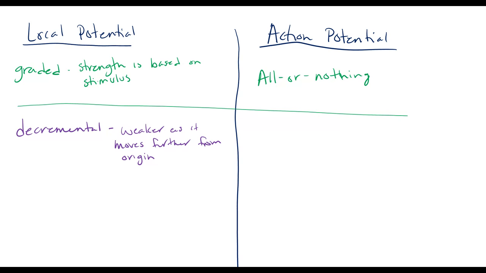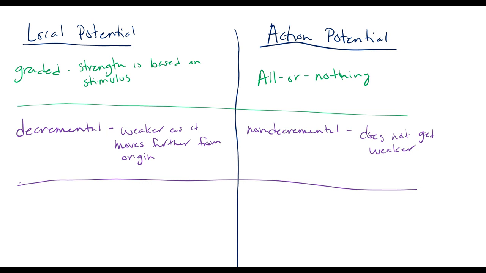Action potentials are not decremental, so we can call those non-decremental. It is strong no matter how far it gets from the point of stimulus. It does not get weaker. And that's a good thing, because you don't want the signal of the pain of your hand burning on the stove to get weaker as it gets to your brain, because then you're not going to be pulling your hand away as quickly.